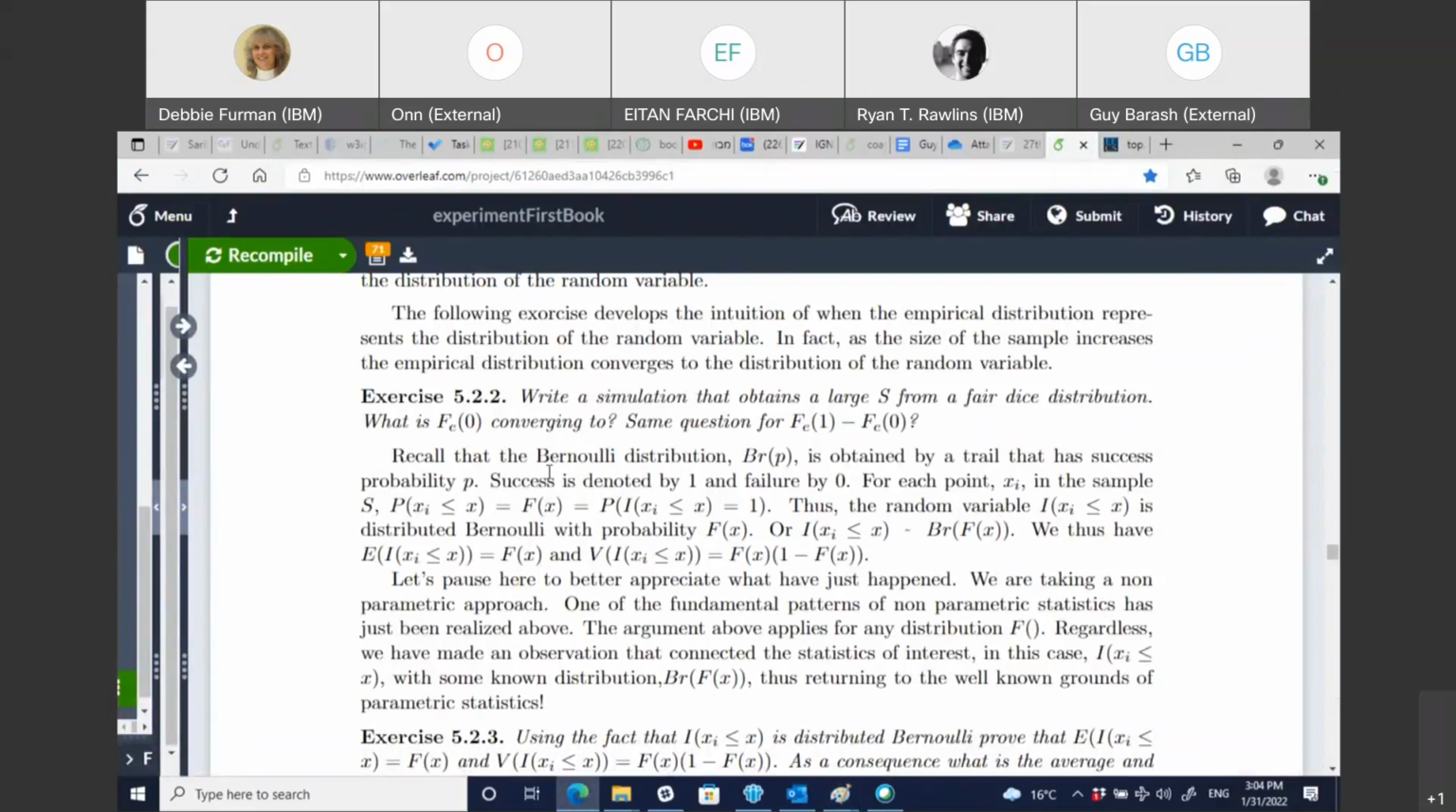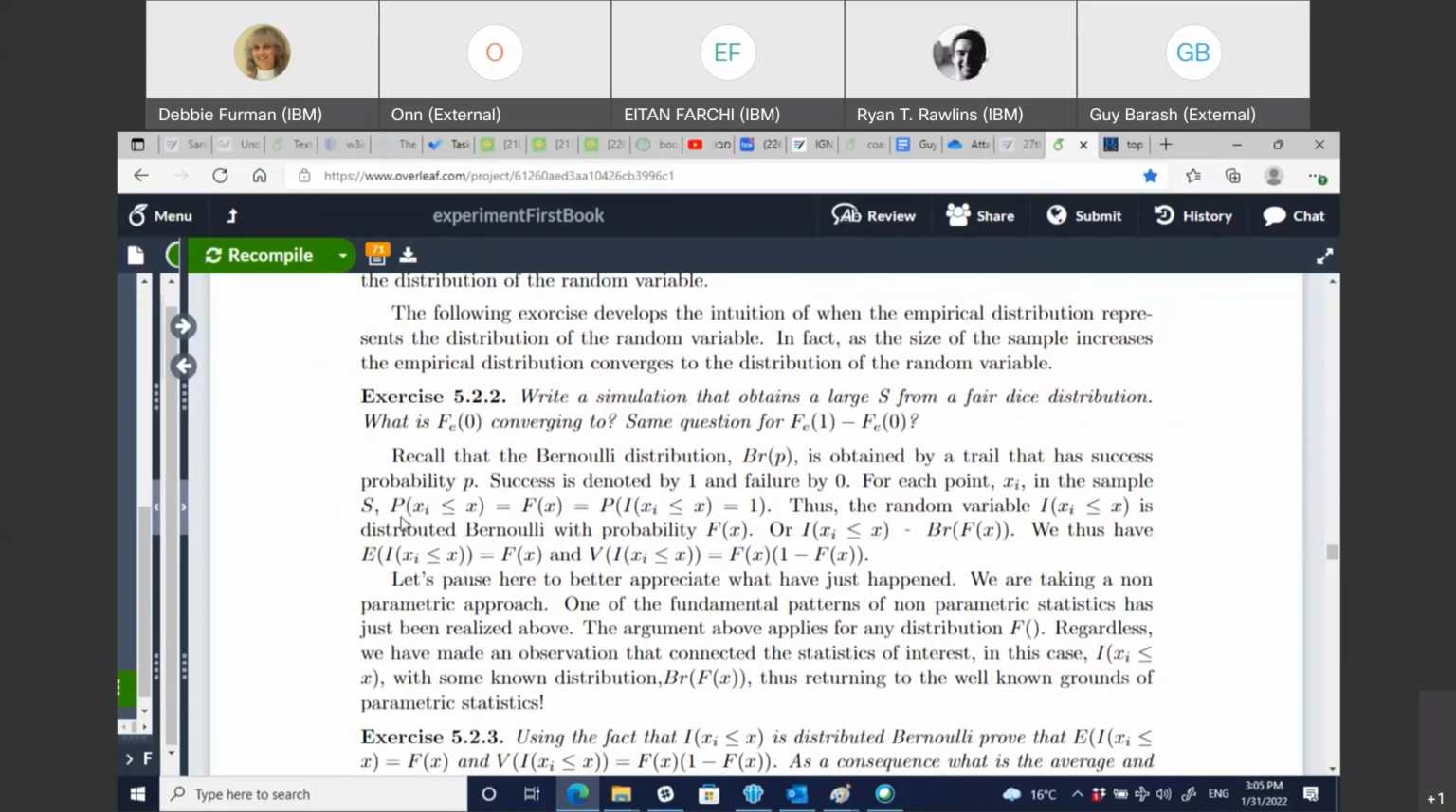I want to make a connection with something called the Bernoulli distribution. I want to make a connection between the Bernoulli distribution and the distribution function of any random variable, so that I will end up doing estimation on a Bernoulli distribution, which is a well-known exercise, in order to estimate the distribution function of any random variable. So that's the exercise. So first, let's see the connection.